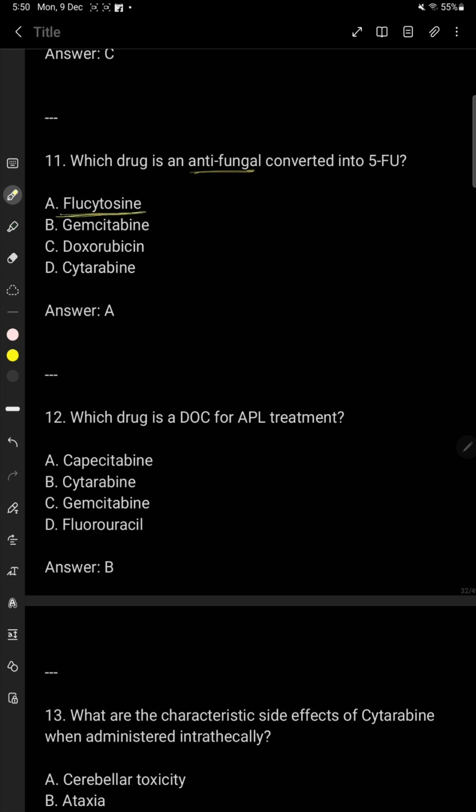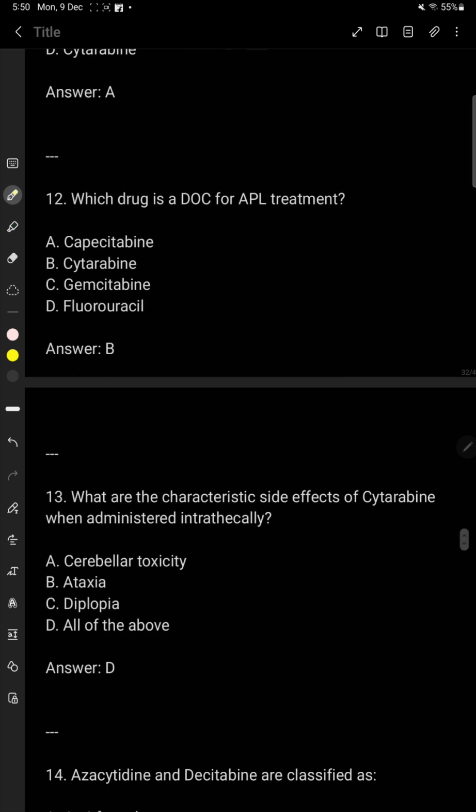Which drug is an antifungal drug which is converted to 5-FU? Flucytosine is an antifungal drug which is converted to 5-FU.